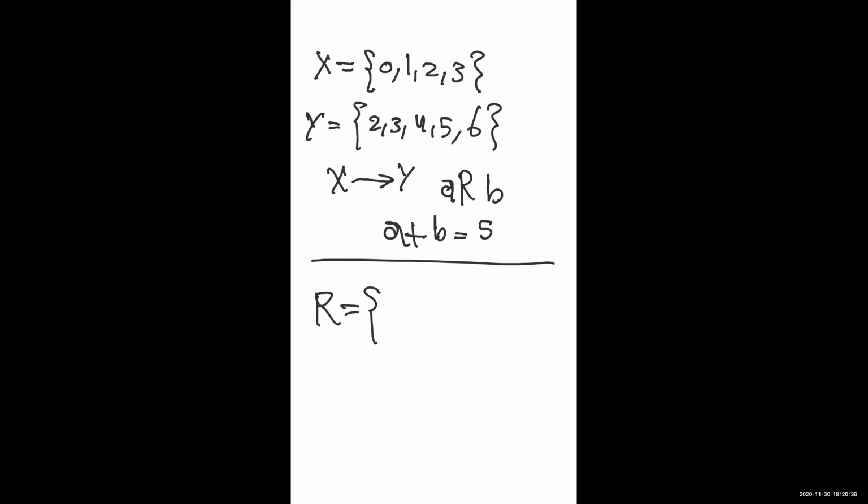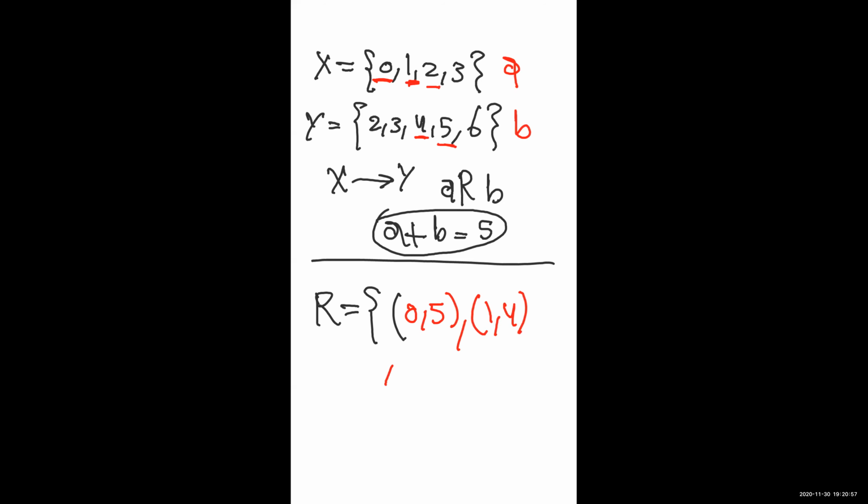Relation will equal the set of. We said that a plus b equals 5, right? First, 0 and 5. Then 1 and 4. Then 2 and 3. And 3 and 2. Great. That's it. So this is the relation.